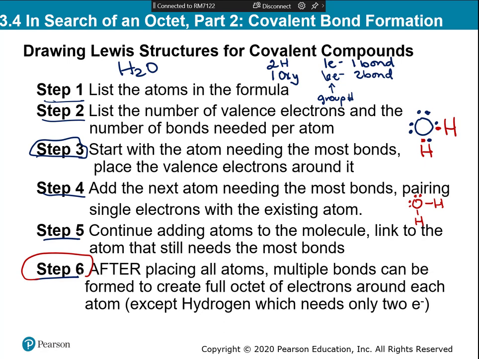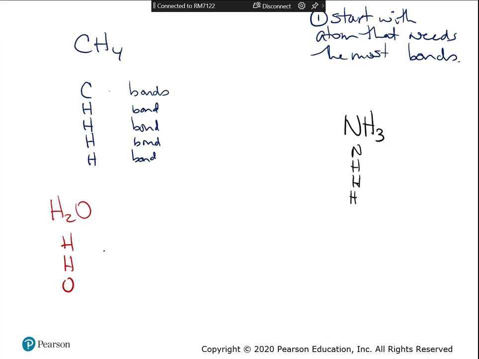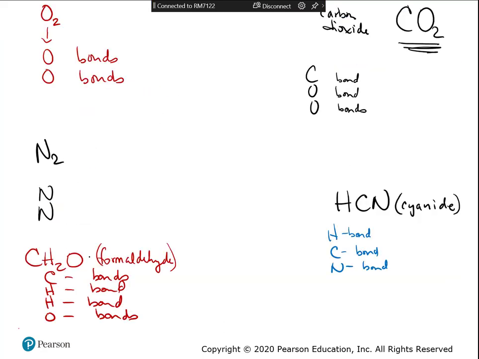So let's try one that uses step 6. Step 6 says if I've put all my atoms down and I still don't have 8 for everything but hydrogen, that's when I have to make a double bond. Let's try it with oxygen, O2. If I have O2, how many electrons does oxygen have? 6. So I have 6 electrons, and that means each one has to have 2 bonds. They're exactly the same, so it doesn't matter which one you start with.